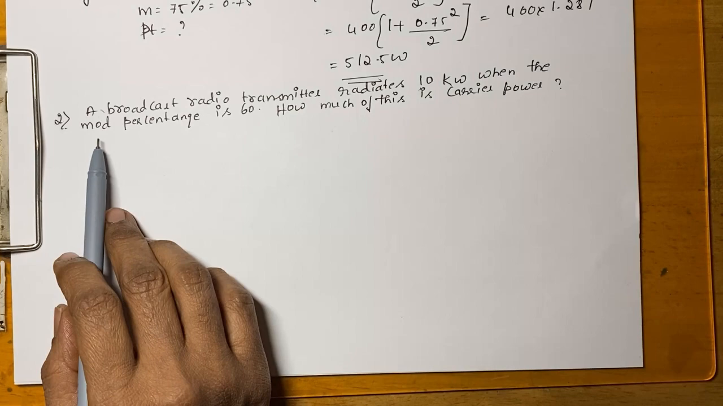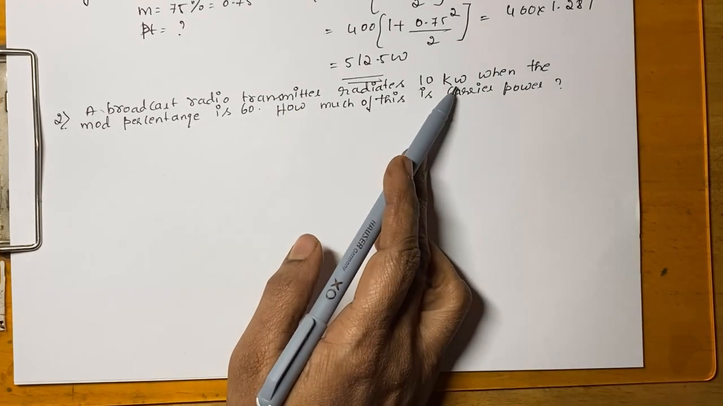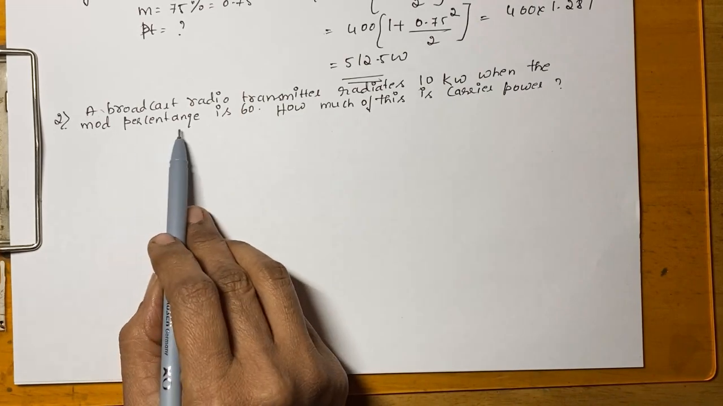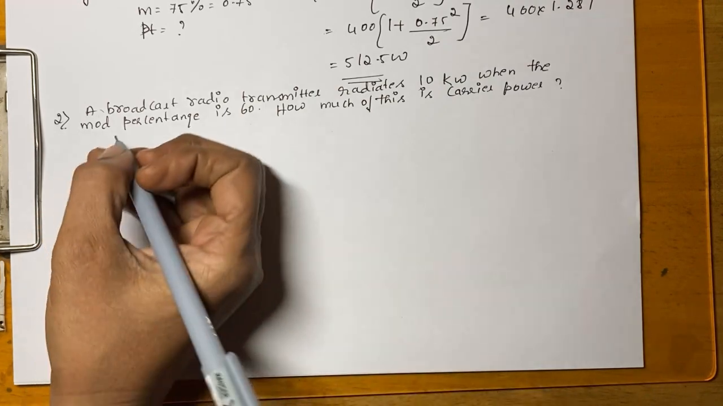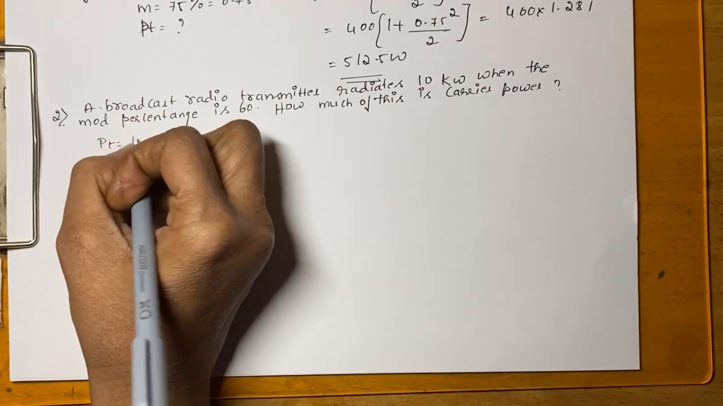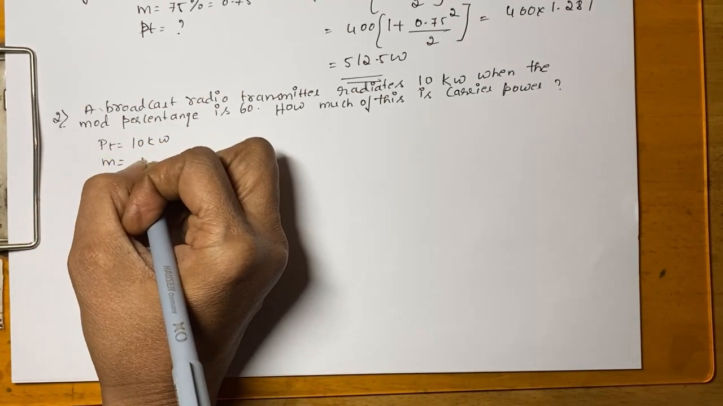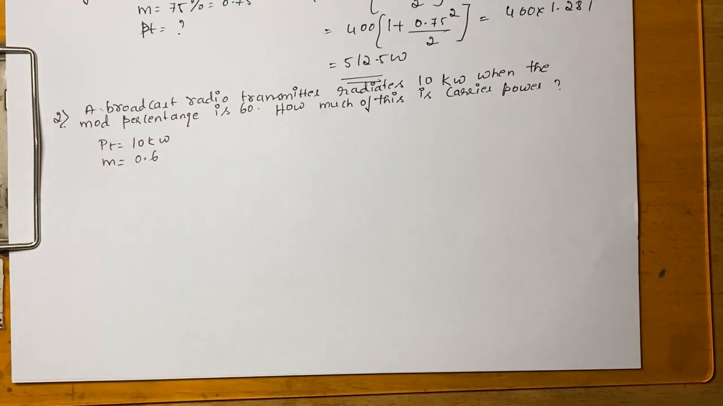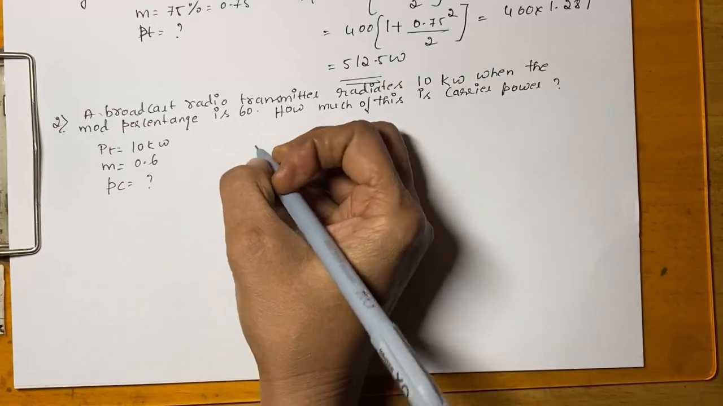Coming to the next problem. A broadcast radio transmitter radiates 10 kilowatts when the modulation percentage is 60. How much of this is carrier power? So here in this problem, they have given PT. PT is equal to 10 kilowatts, and m is also given as 60%, which is nothing but 0.6. And we are asked to calculate PC, that is the carrier power.